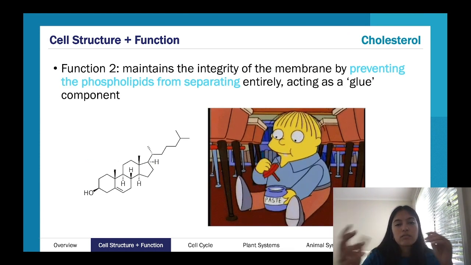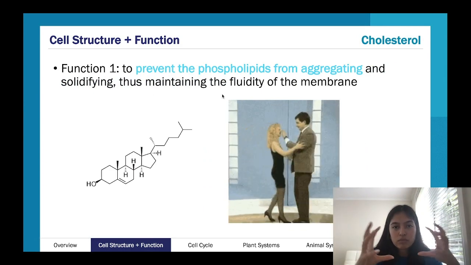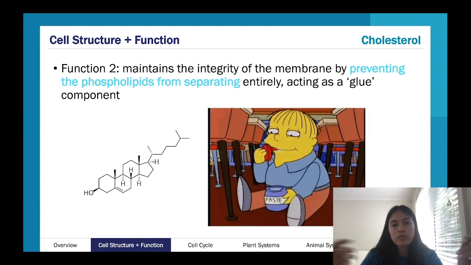Also got this idea of forming a glue. So you can see here, preventing them from becoming too rigid, preventing them from becoming too loose.